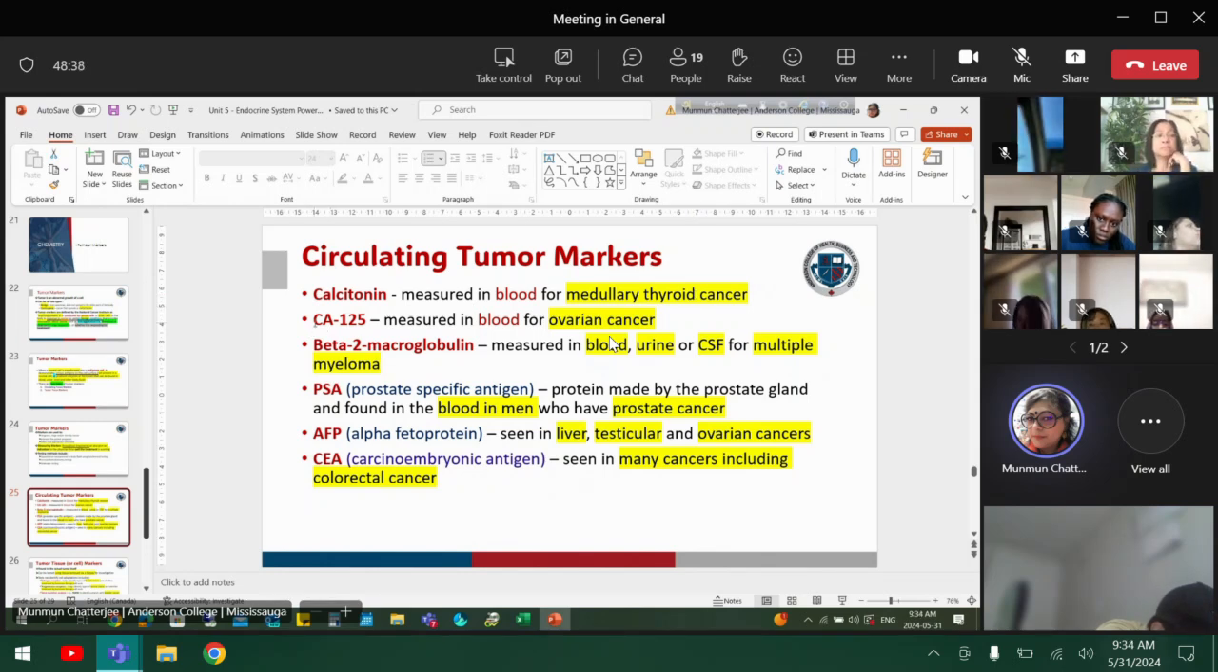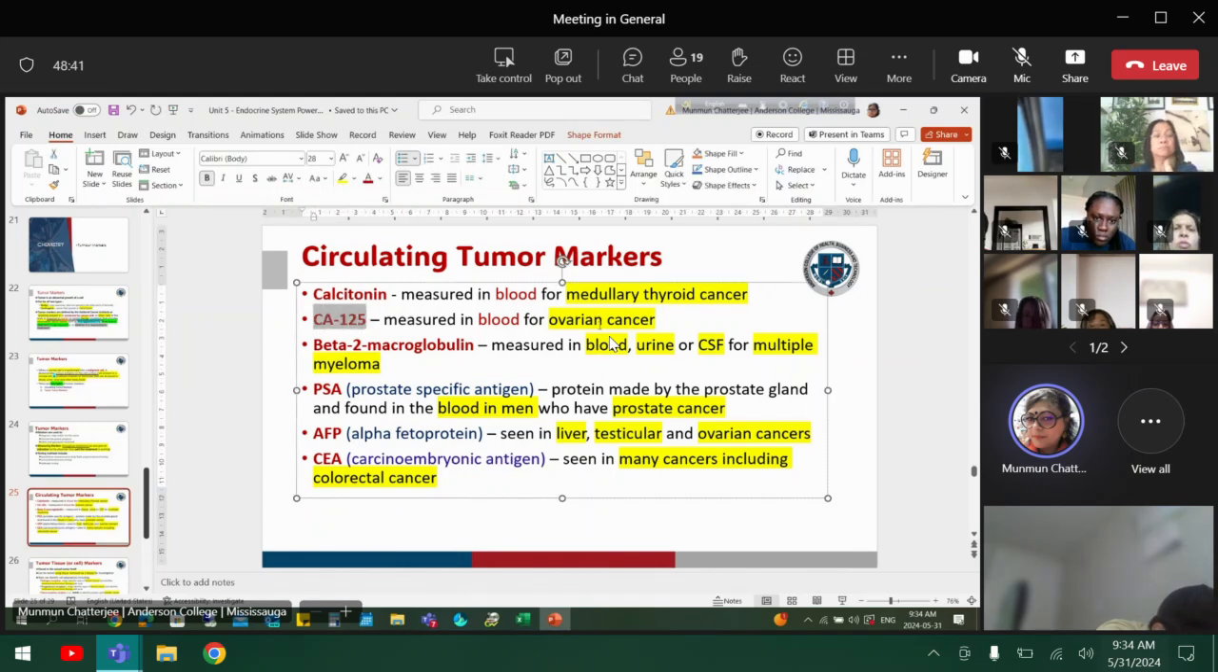CA125. This is the ovarian cancer marker. It can be tested in blood. Beta 2 microglobulin. It can be measured in blood, urine, CSF for multiple myeloma. It means different types of cancer; it doesn't tell you where the cancer started first.